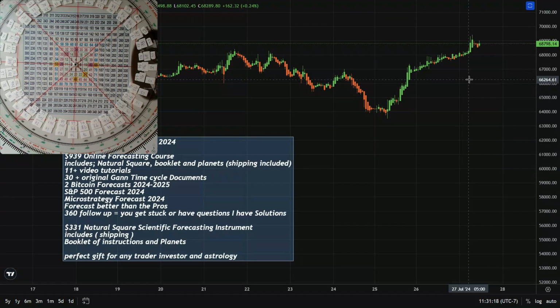We have a cycle ending here soon in September. It will be our 5th month from our halving event. If you go back and look at some of my tutorials regarding the halving events, I point out exactly when the next tops are coming and how long the cycle is. So pay attention to that.